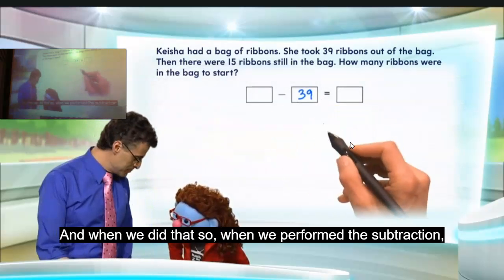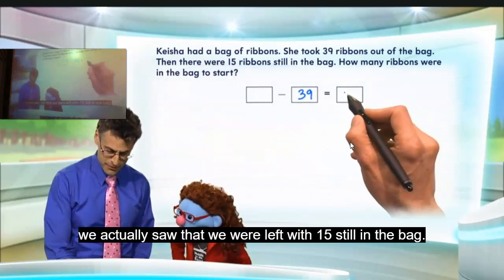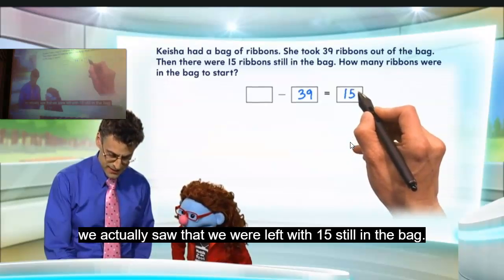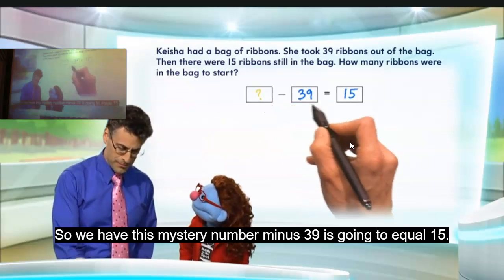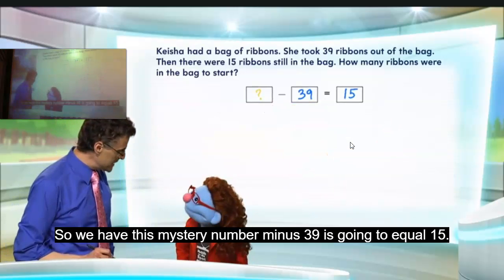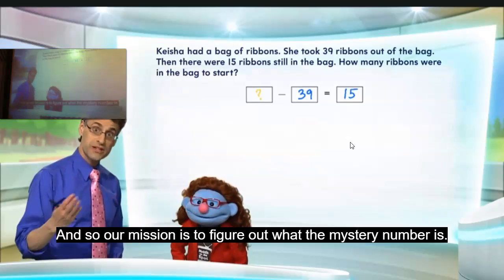But what we do know is that we took out 39 of them. And when we performed the subtraction, we saw that we were left with 15 still in the bag. So we have this mystery number minus 39 is going to equal 15. And so our mission is to figure out what the mystery number is.